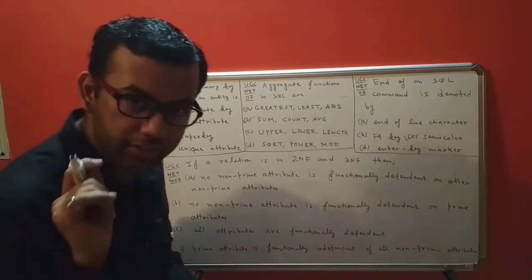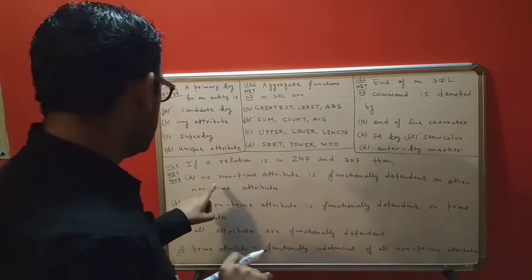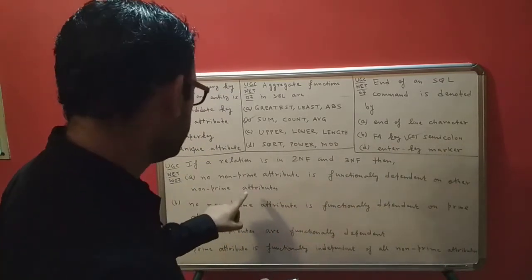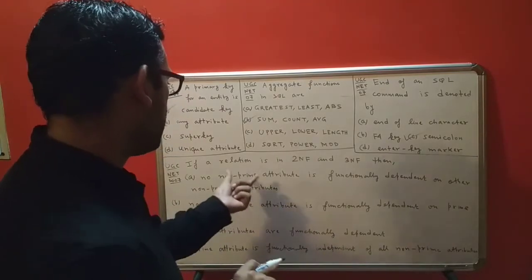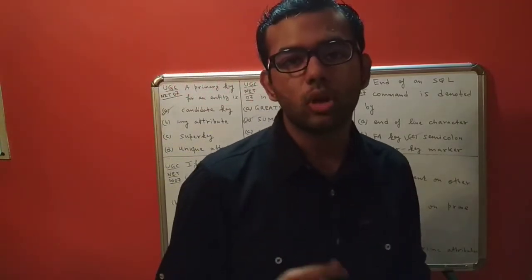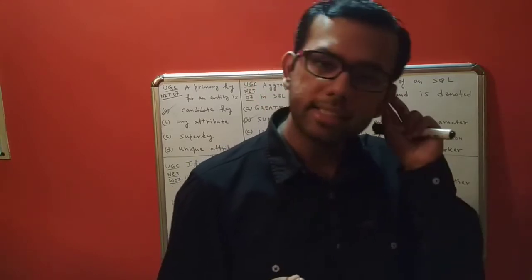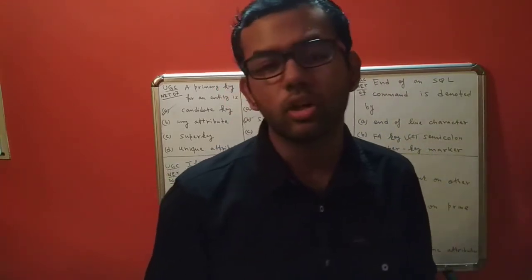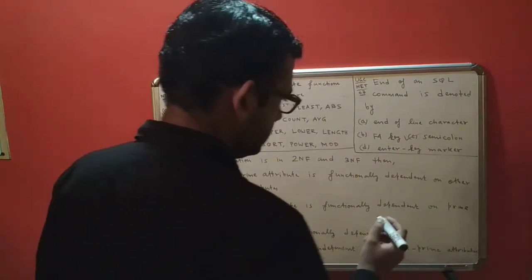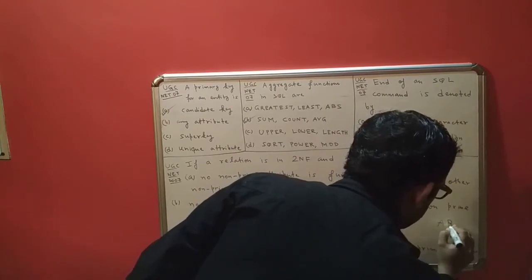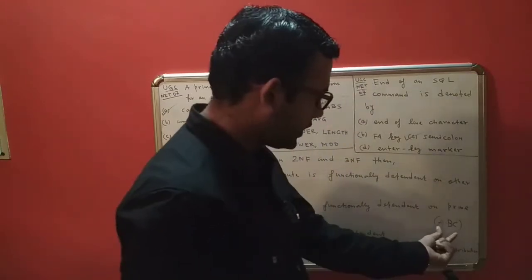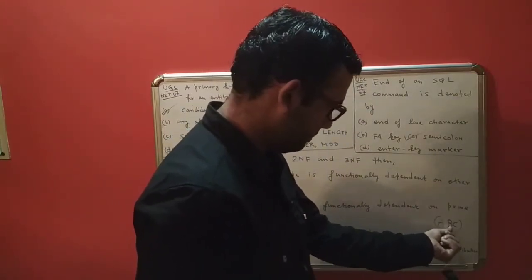Now let's examine each and every option carefully. The first one says, no non-prime attribute is functionally dependent on other non-prime attributes. Okay, what is a non-prime attribute? A non-prime attribute is an attribute which is not part of our primary key. That means, let's say we have a primary key A, B, C. This is our primary key. Now in ABC, which is our primary key, the key attributes are A, B, and C.